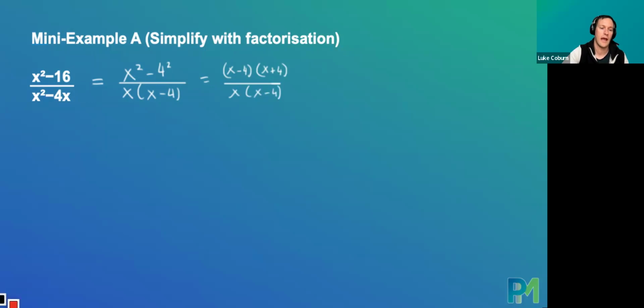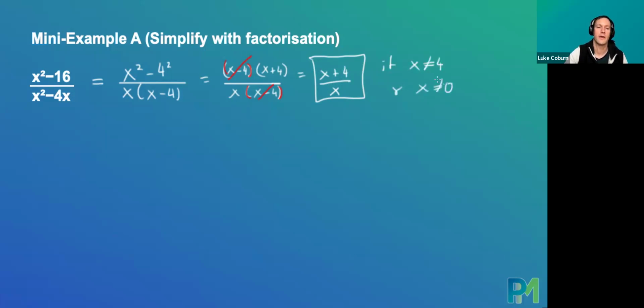And what we see is that we have a common factor on the top and the bottom. So we can cancel it out. And then we can say that this is equal to x plus 4 over x. And then we're done. But this can only be true if x is not equal to 4 and x is not equal to 0, because both 4 and 0 are ways that we can make this denominator 0. If we put a 0 in here, we'll be dividing by 0. If we put a 4 in here, we'll be dividing by 0.